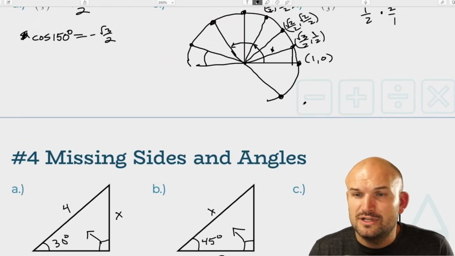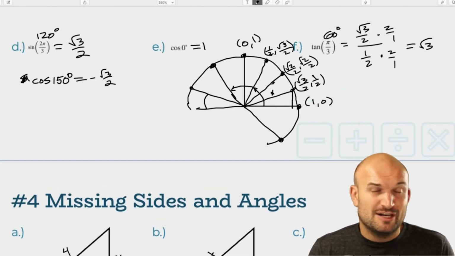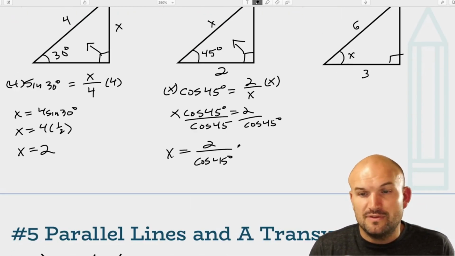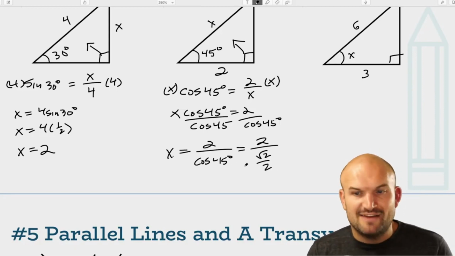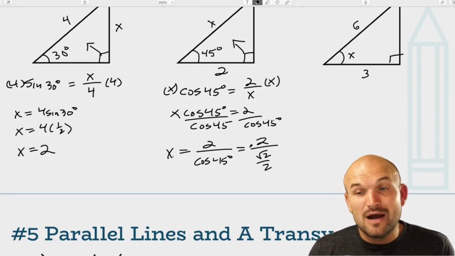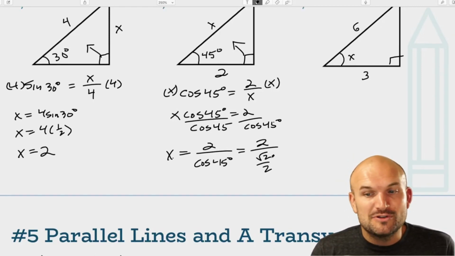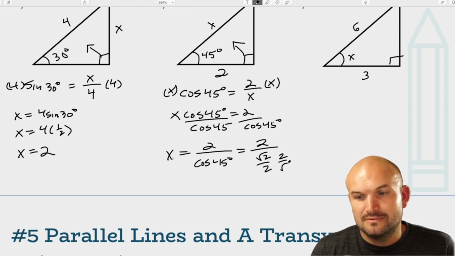Again, let's go and look at our unit circle. Cosine of 45 degrees was that middle angle. That's going to be square root of 2 over 2. So this is going to be 2 divided by square root of 2 over 2. Well, I have a fraction in the denominator, and I do not want that. So what I'm going to do in this case is multiply by the reciprocal.